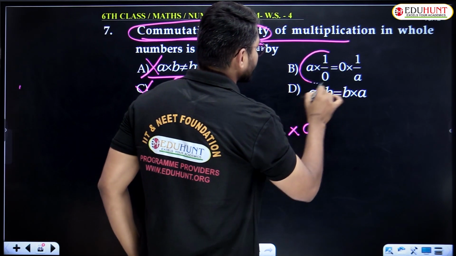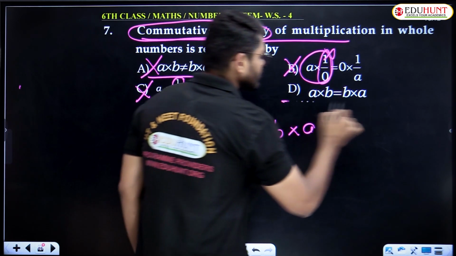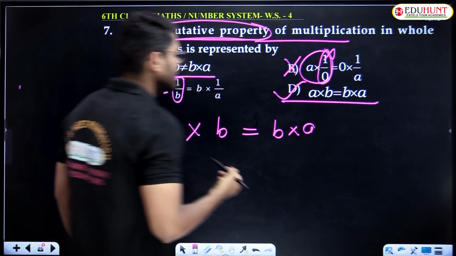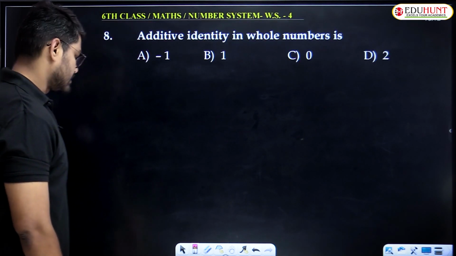A into 1 by 0. 1 by 0 is not defined. That means this is also wrong. A into B is equal to B into A. This is the right answer for this question. Let's move on to the next question, students.